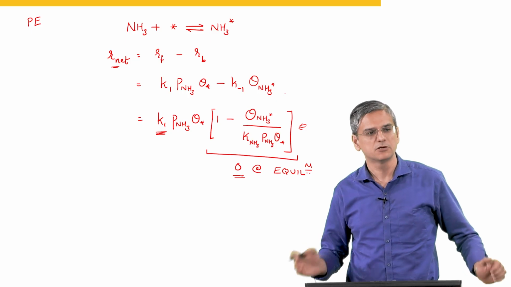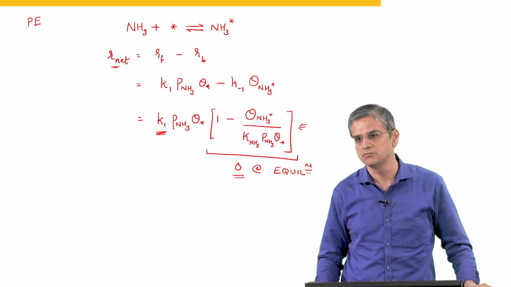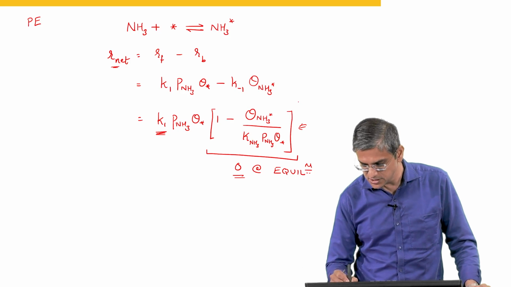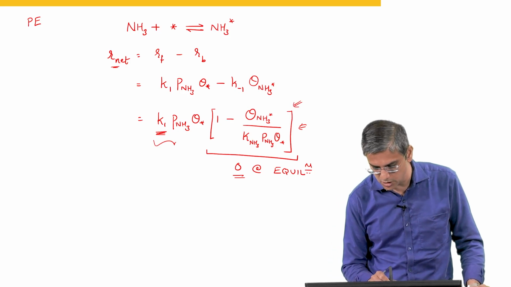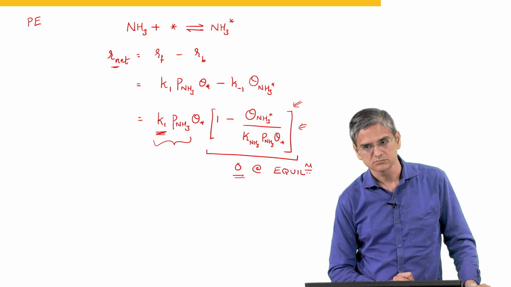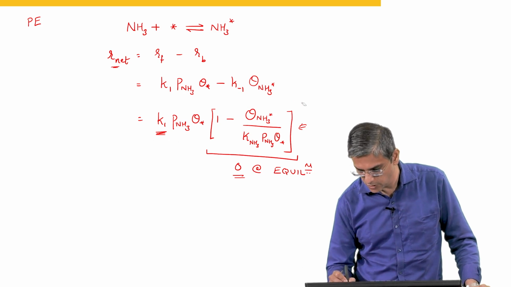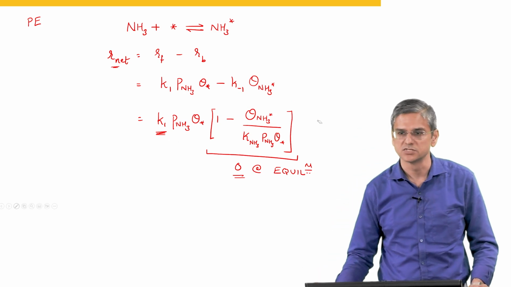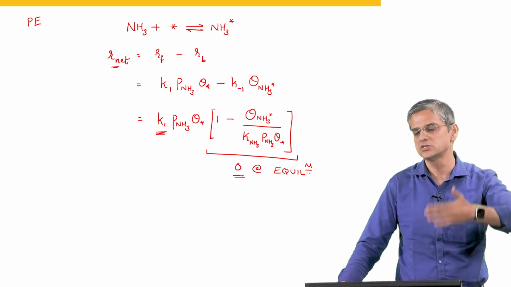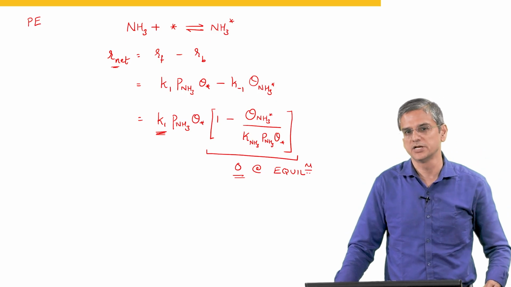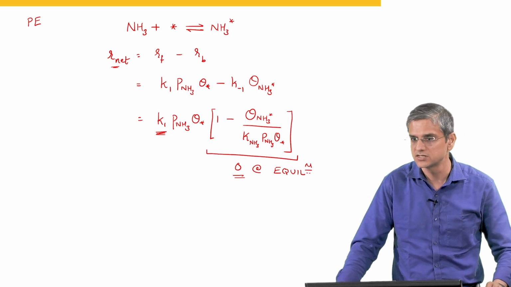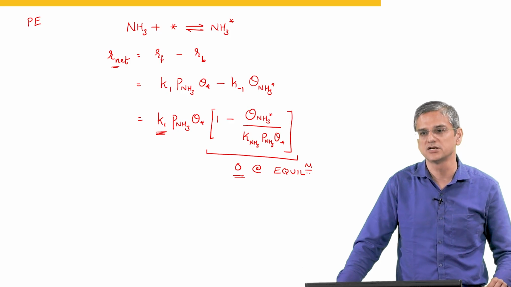The difference between equilibrium and partial equilibrium: in equilibrium this is 0, in partial equilibrium this quantity is much smaller than this quantity. That is what partial equilibrium means. Again, when it comes to this particular course, it will be unambiguous whether it is partial equilibrium or not. When it comes to research, you need to take a decision.